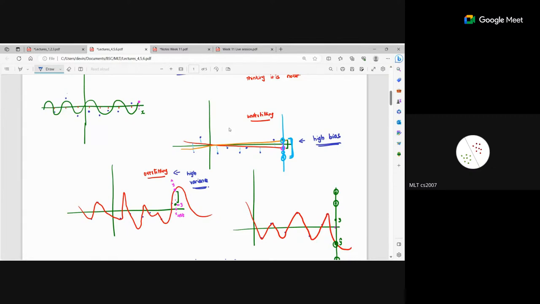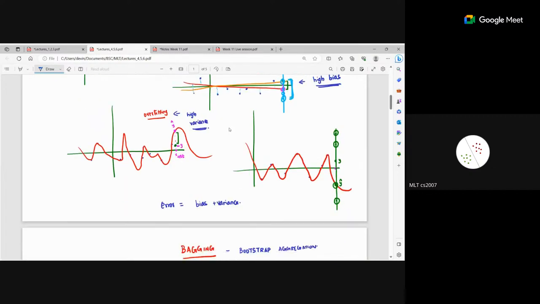But then you just assume it to be linear. So the structure is simple here, and because your structure is simple, your model will not be correct. So basically you're underfitting. And in the overfitting case, you try to fit each and every point here.